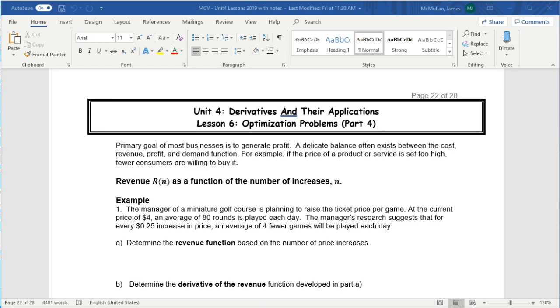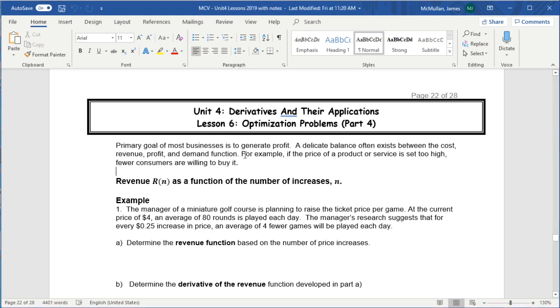Okay, so the final lesson in this unit on derivatives and applications is economics questions. What we're going to look at is revenue, cost, and profit, and then we're going to look at the derivative of each of these things and what they mean, and then make some comparisons and try to learn some theory behind how this works.